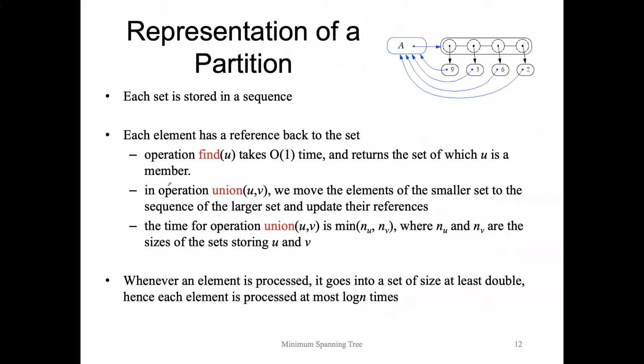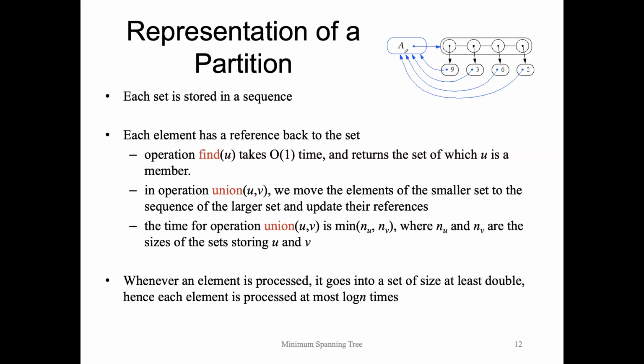Well, we can accomplish this by having a cloud object which references a sequence of all of the vertices that belong to that cloud, with the additional stipulation that each vertex in the sequence also has a pointer back to the original cloud object that it belongs to. So given this vertex, we can immediately determine in constant time, oh, this belongs to cloud A. This one also belongs to cloud A. So given a vertex, we can find the cloud it belongs to in constant time, just by following that reference back.